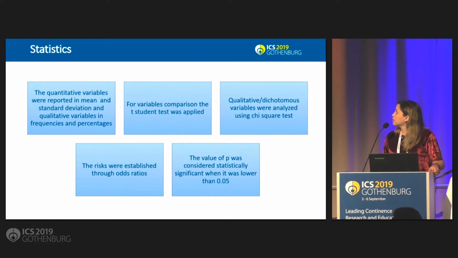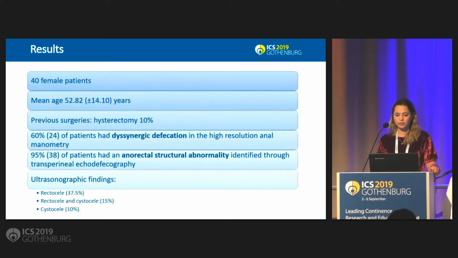For the statistics, for the quantitative variables, we reported means and standard deviations, and for the qualitative variables, frequencies and percentages. For the variable comparison, we used the Student t-test, and for dichotomous variables, we analyzed with the chi-square test. The risks were established through odds ratio, and the p-value was considered significant when it was less than 0.05.